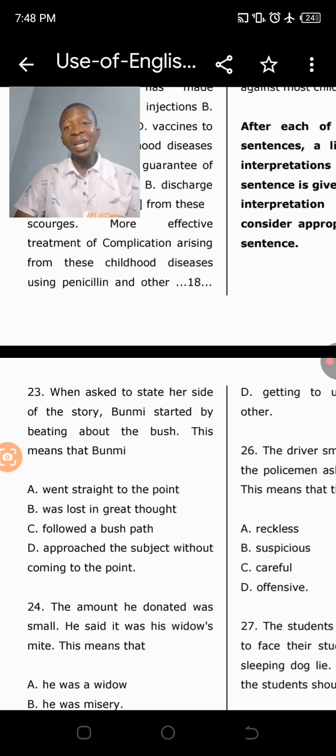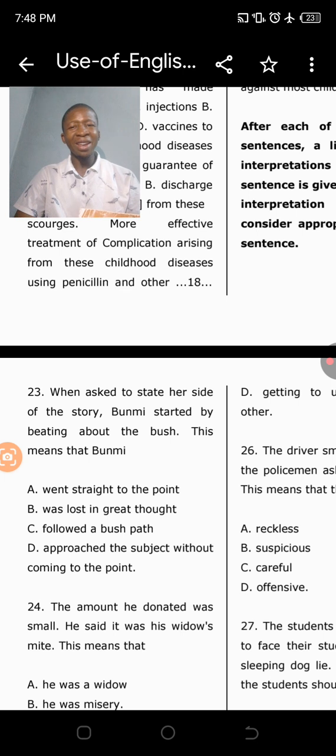Now, the best option to that sentence, Bumi started by beating about the bush. That is our given sentence. Now, the best interpretation for that sentence is option D. Bumi approached the subject without coming to the point. Now, when we talk about beating about the bush, we are talking about not being straightforward, not going straight to the point. And definitely option A is not our answer.